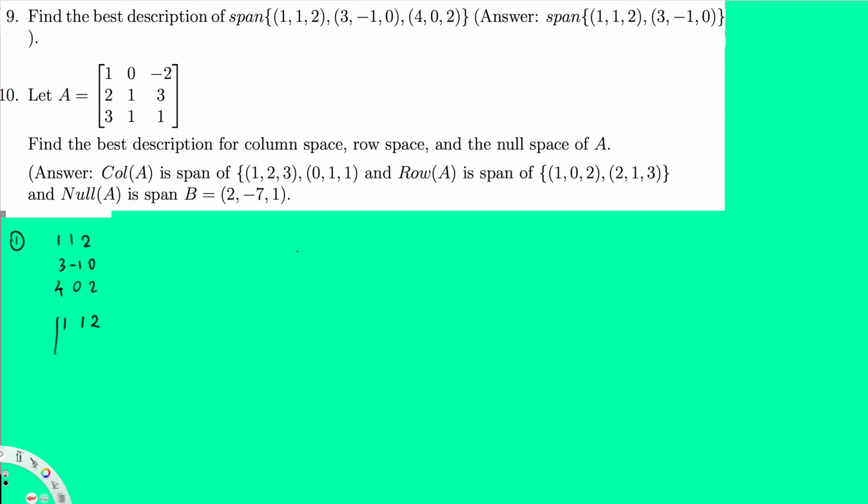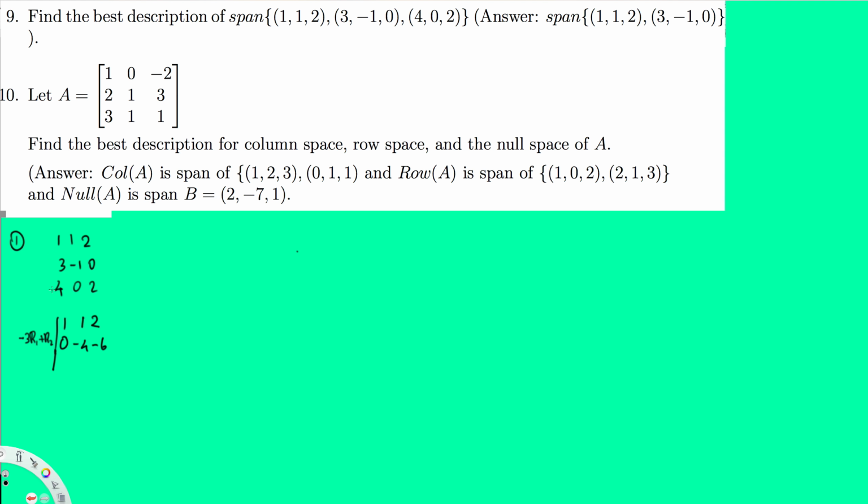To make this one 0, I can multiply the first equation by -3 and add it to the second equation. So I will get -3r1 plus r2. That's going to give us 0 right here. And -3 times 1 is -3, plus -1 is -4. Then -3 times 2 is -6, and -6 plus 0 is -6.